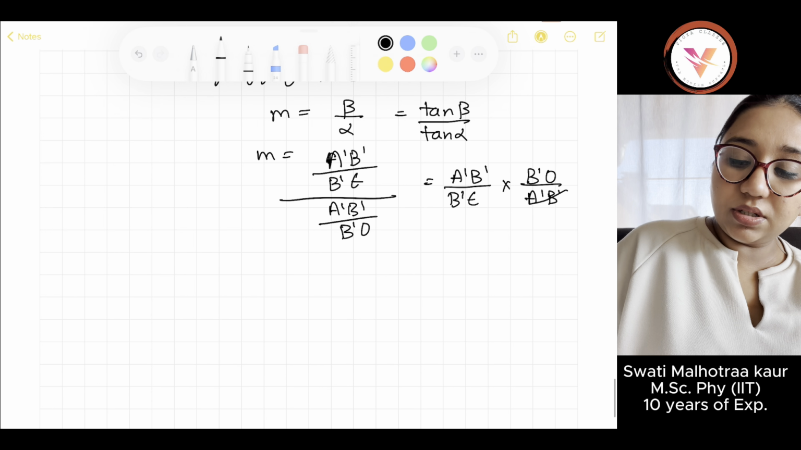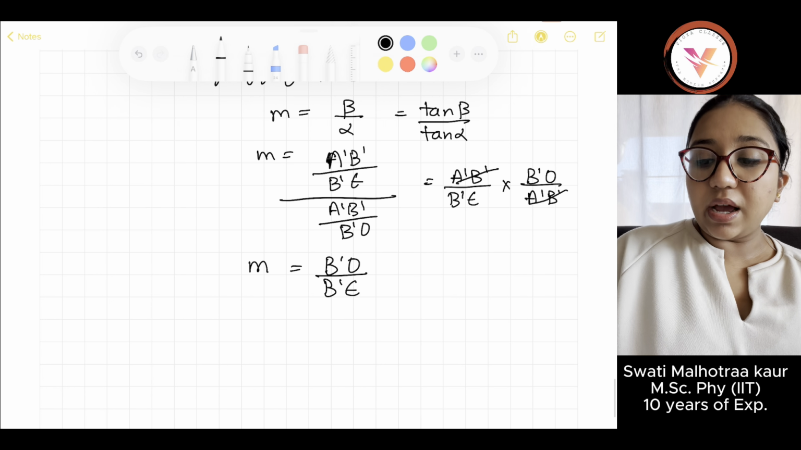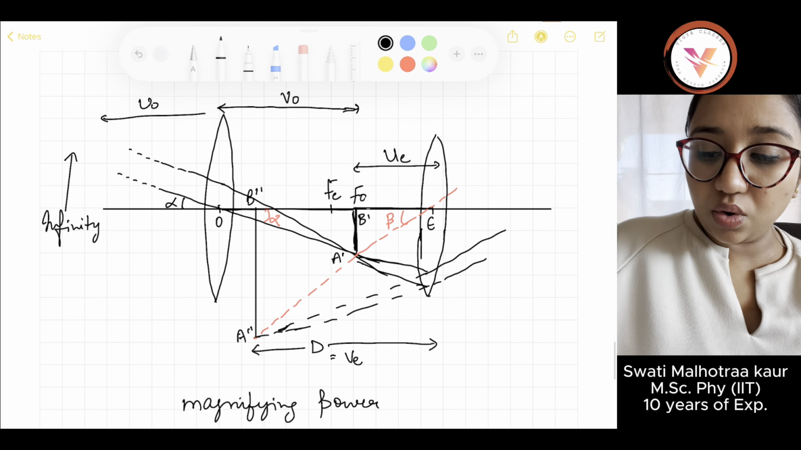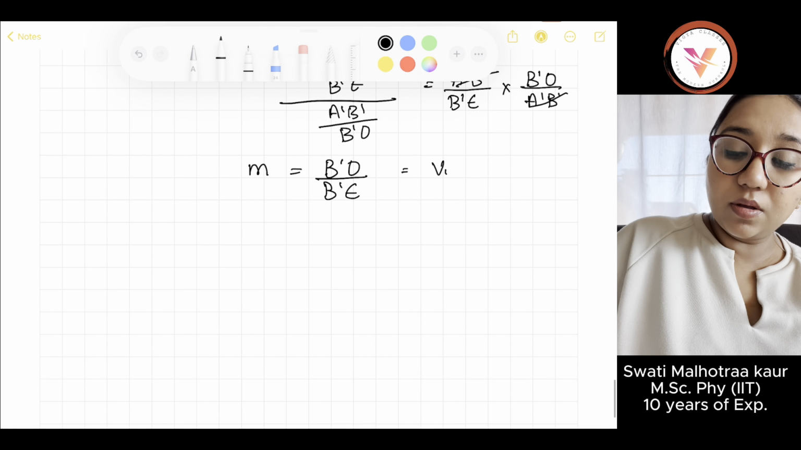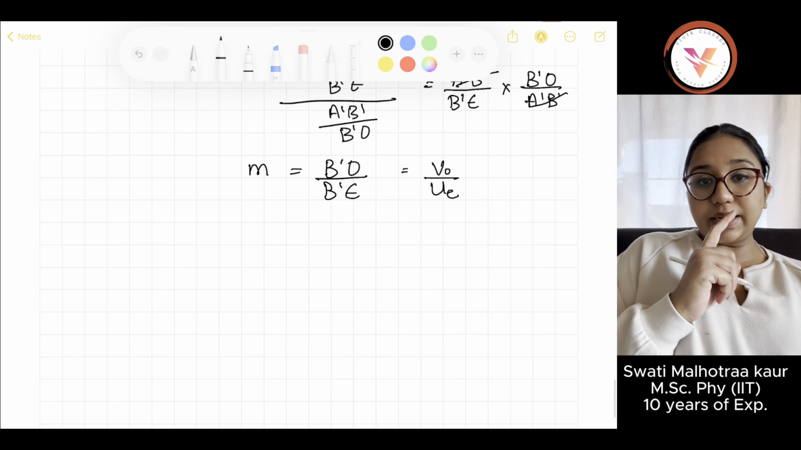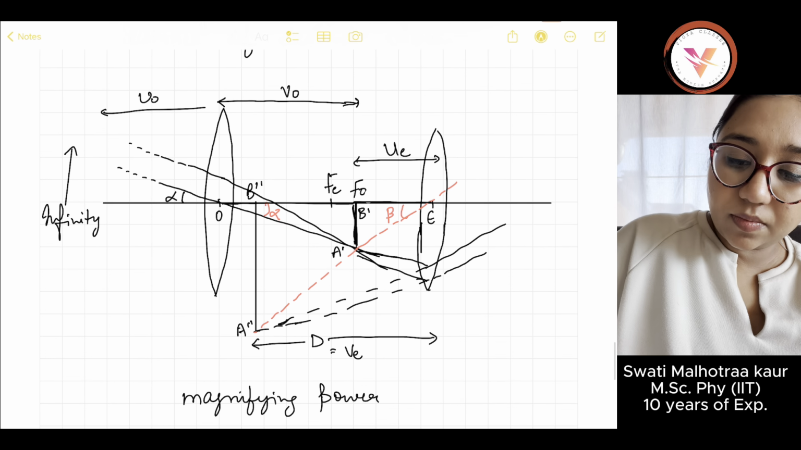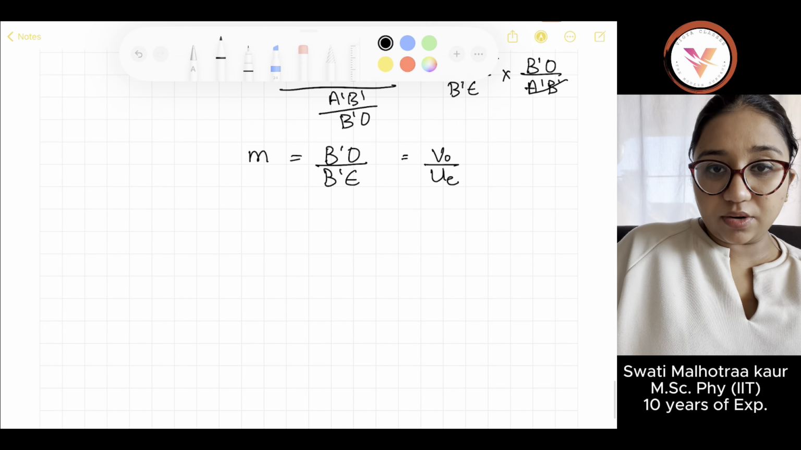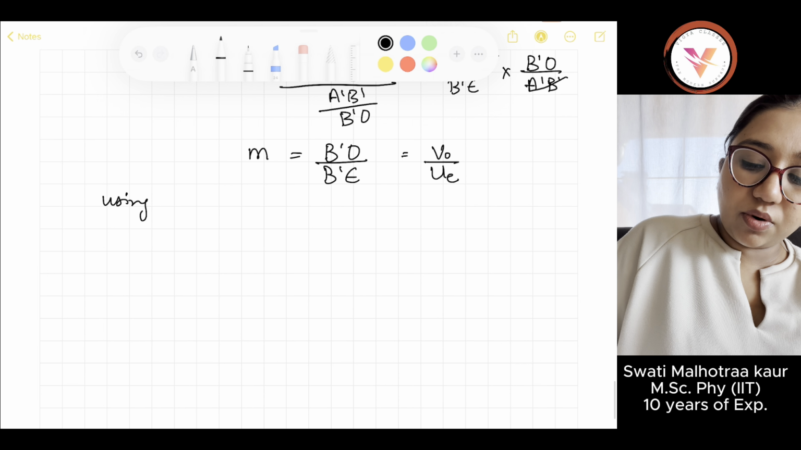Let's cancel each other. So your magnification will become B dash O over B dash E. And for B dash O, basically it is VO and B dash E is UE. And let's substitute the value of VO, which is also equal to FO, because your final image is formed at the focus point. And for UE, we can use the lens formula.